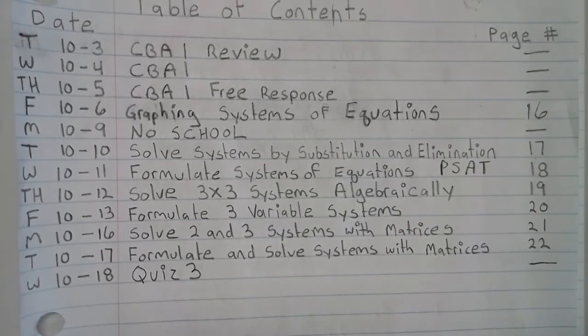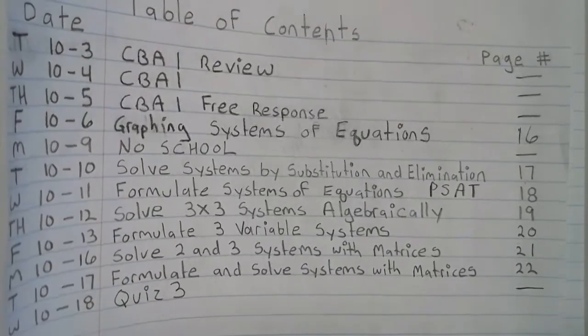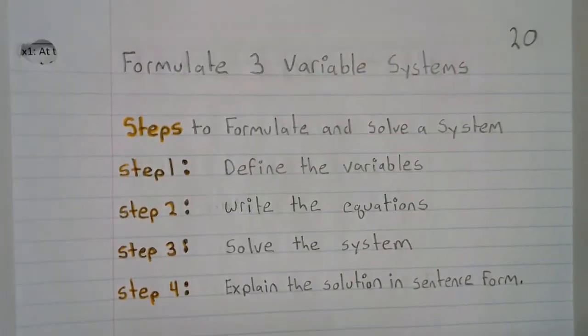All right, so today we're looking at Friday, October 13th, Formulate 3 variable systems on page 20. If you would, update your table of contents. All right, now your table of contents are updated. Let's take a look at our notes. It's Formulate 3 variable systems on page 20.